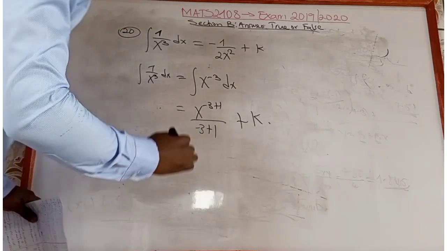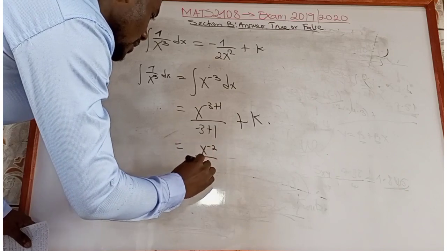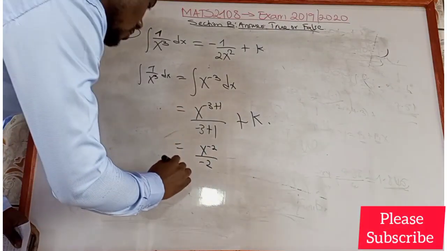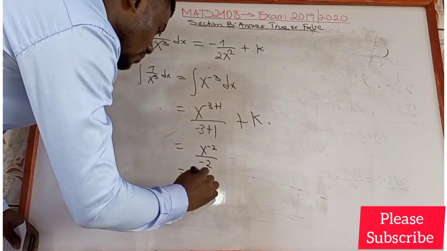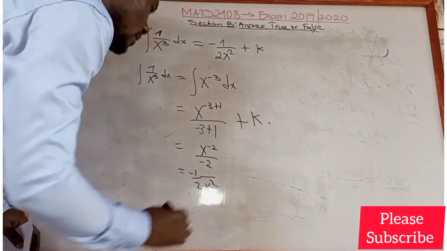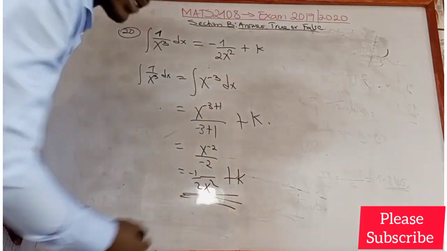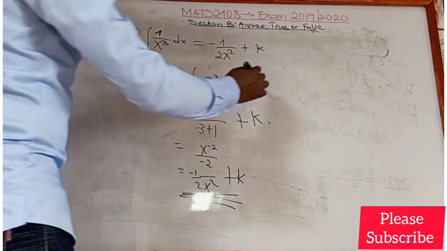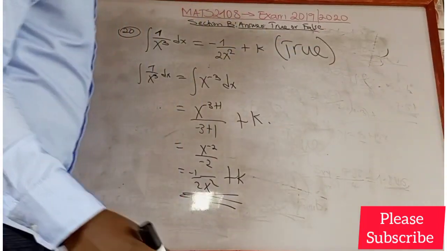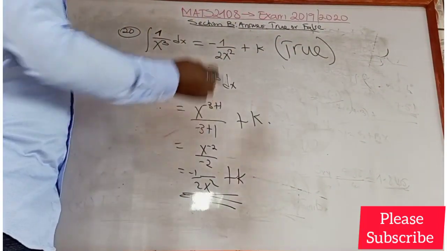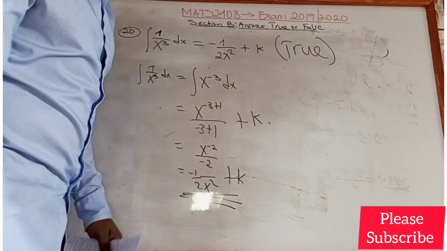Simplifying this gives us x to the power negative 2 divided by negative 2. Of course, we can write it as negative 1 on 2 and then divided by x squared plus k, which of course is equal to what they gave us. Therefore, this statement is true, and it completes the solution of MATS 2108, the exam that came in 2019-2020.